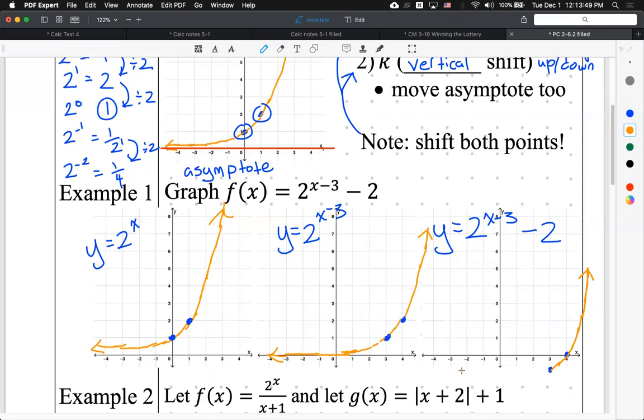And please note that your asymptote also moved down 2 as well. So your asymptote is going to look like this. All right, you now know how to graph an exponential function.